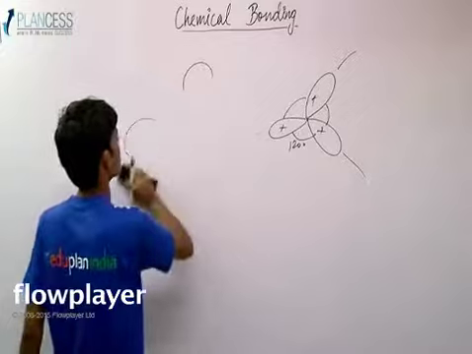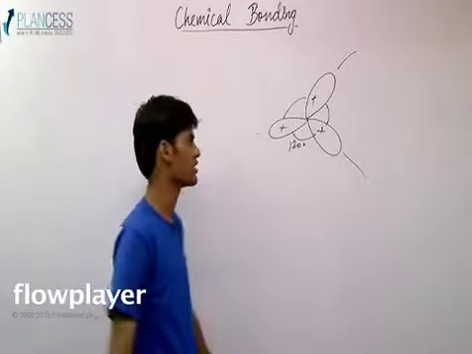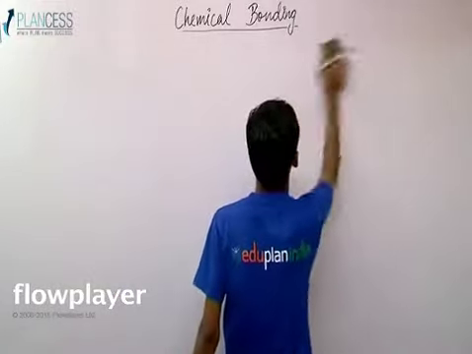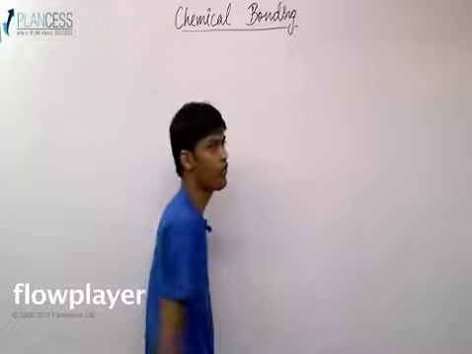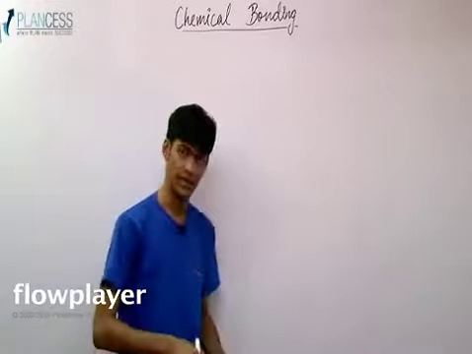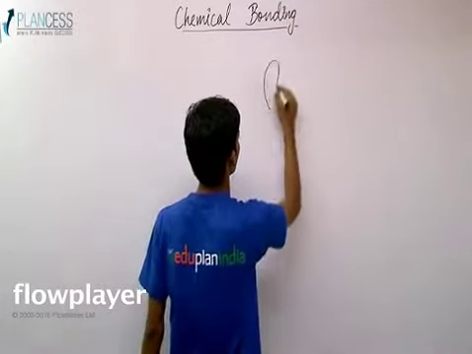So in this there is 25% s character, and 4 equally energized sp3 orbitals are obtained. Examples of sp3 hybridization are CCl4, in which there is no lone pair, NH3, which has one lone pair, and H2O, which has two lone pairs.